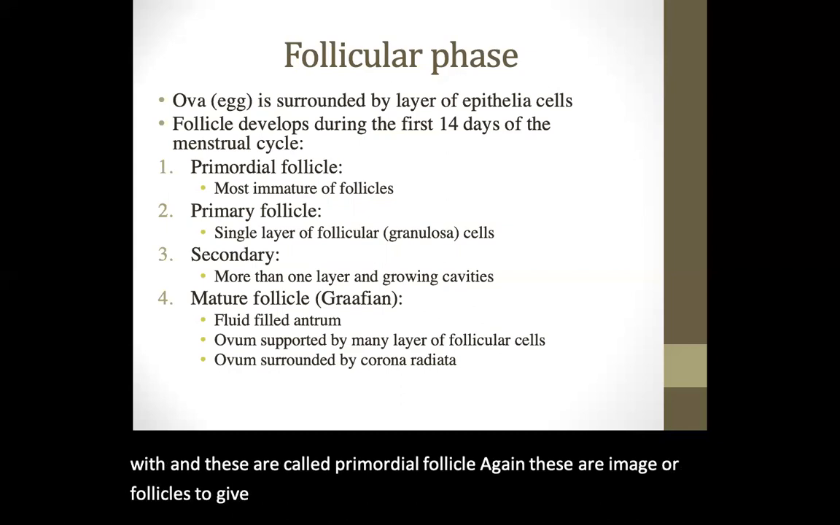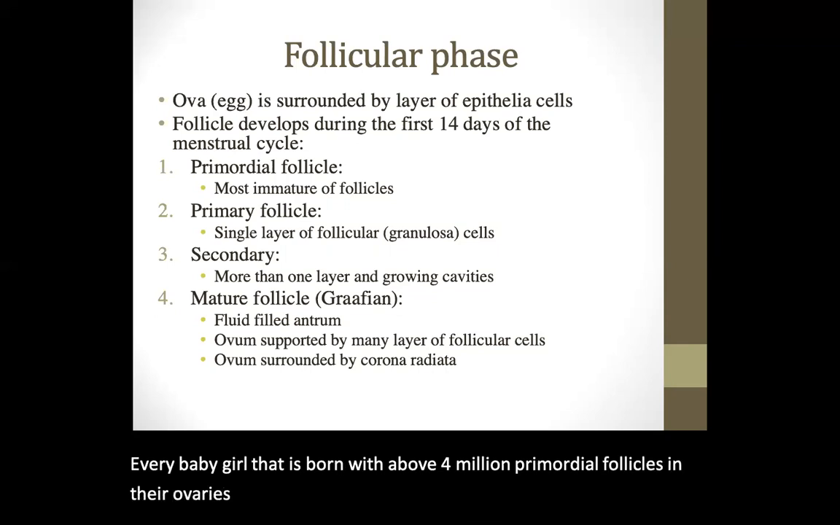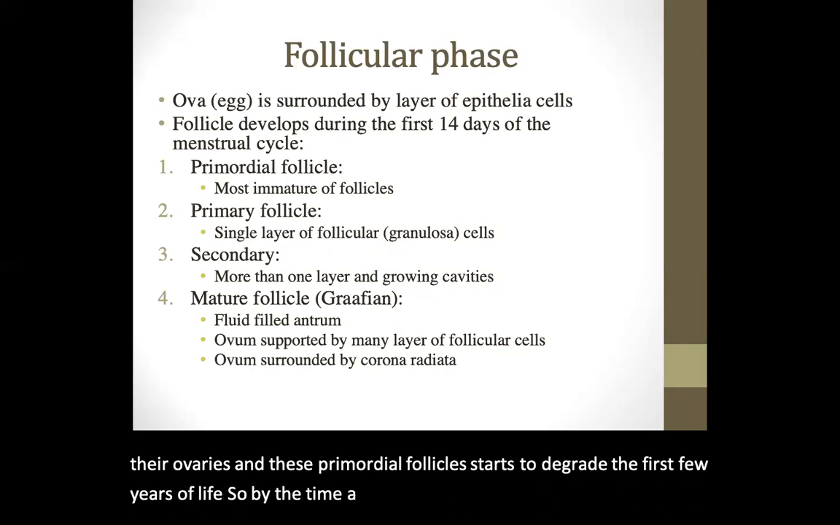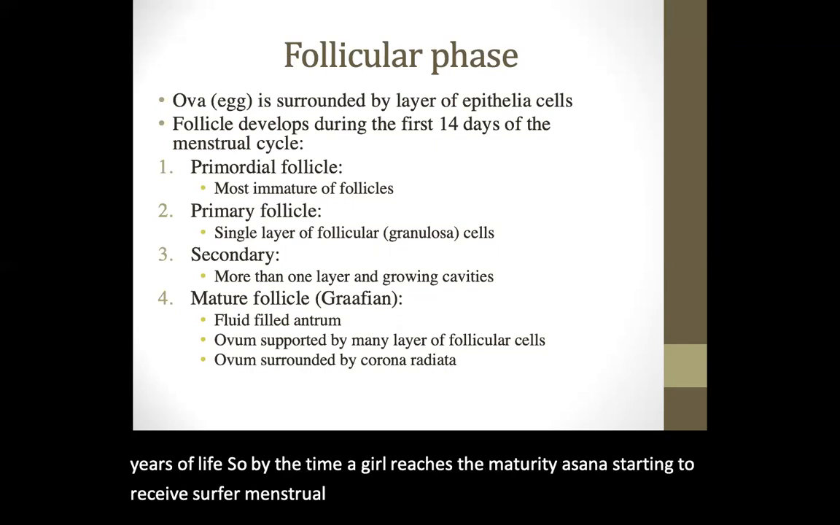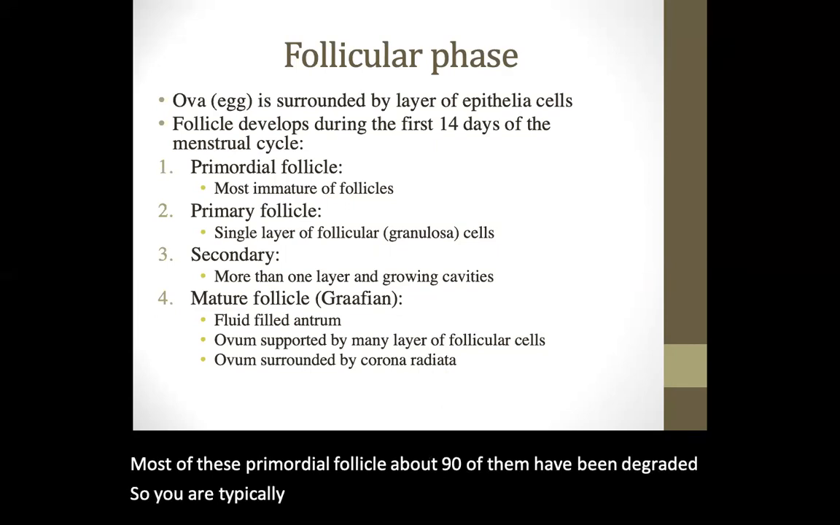To give you an idea, every baby girl is born with about 4 million primordial follicles in their ovaries. And these primordial follicles start to degrade in the first few years of life. So by the time a girl reaches maturity and starts her menstrual cycle, about 90% of these primordial follicles have been degraded. So you are typically left with about 400,000 primordial follicles.